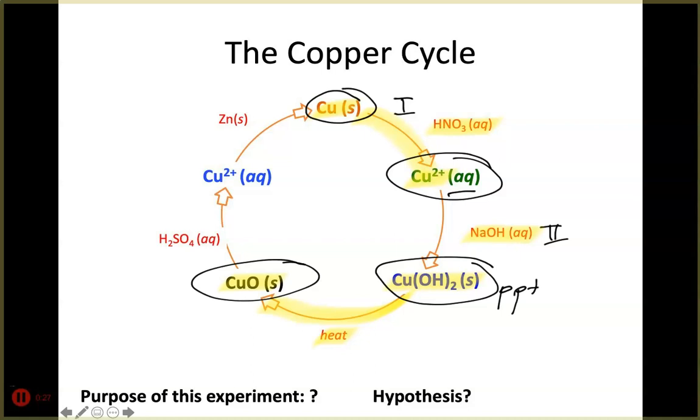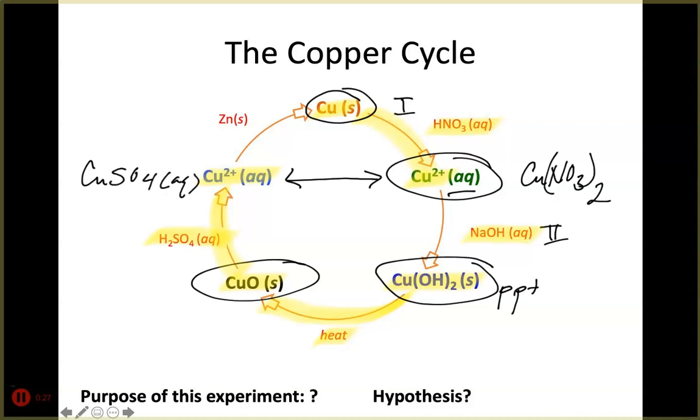We'll take that black precipitate, the copper oxide solid, and treat it with sulfuric acid, and what it will do is resolubilize it, forming a new compound. Even though we only have the cations here, technically the one on the right would be copper nitrate, and the one on the left would be copper sulfate. Oops, let me do that right. Both would be aqueous.